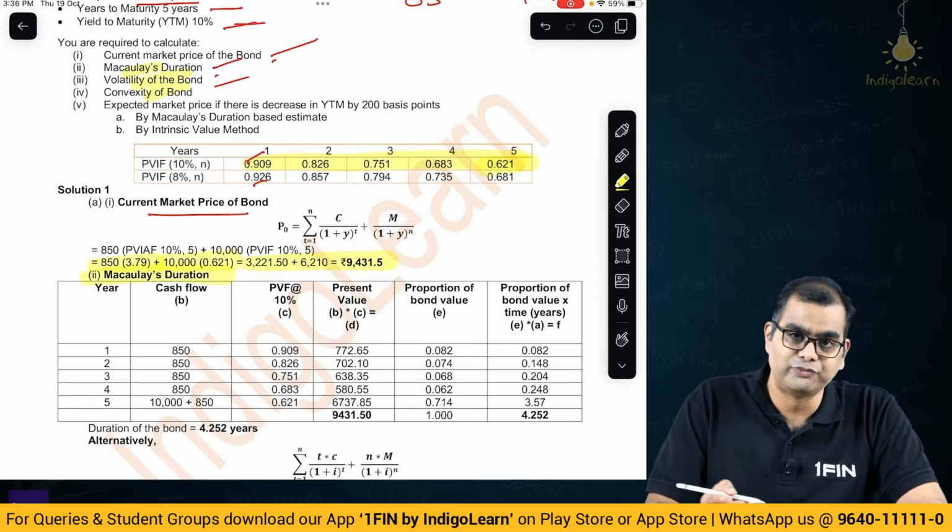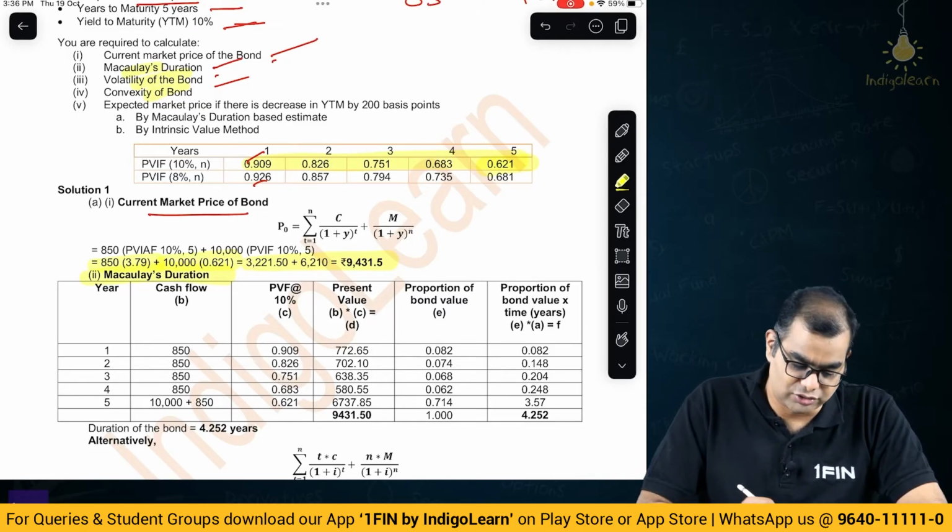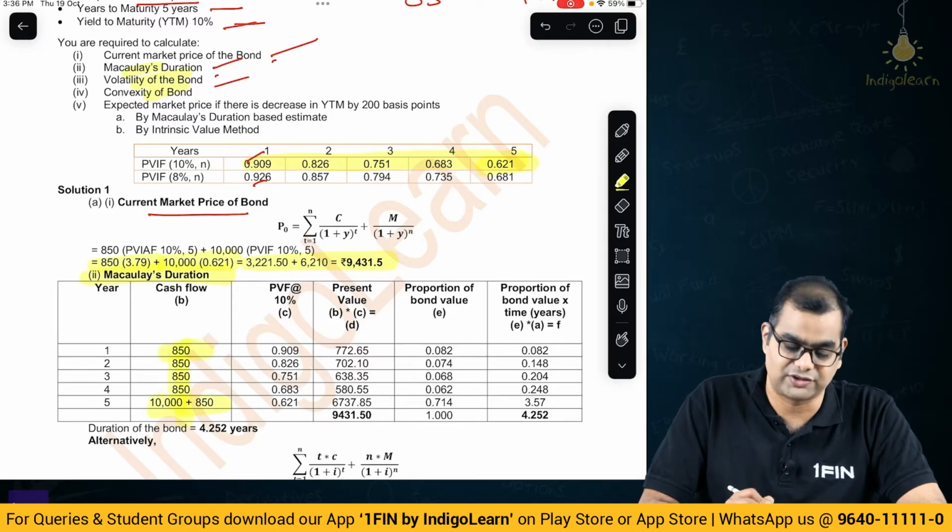Macaulay duration is what? Sigma present value factor into time into cash flow. So you see cash flow is in column 1. So 5 years, 5 cash flows.